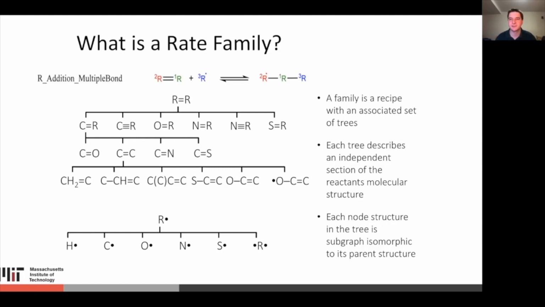So what's a rate family? A rate family is a recipe with an associated set of trees. Each of these trees describes an independent or semi-independent section of the reactant's molecular structure. And each node structure in the tree is subgraph isomorphic, or it matches, each one is a subgraph of the functional group structure above it.